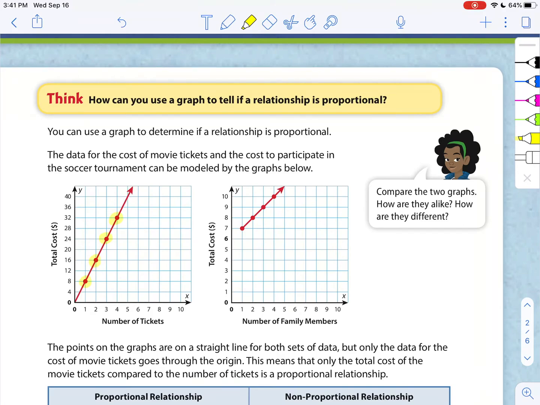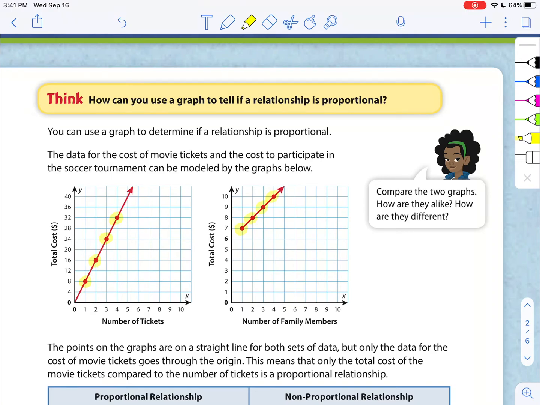In the second graph, you can see the total cost compared to the number of family members. So that second table we looked at on the previous page, 1 family member was $7, so the point (1, 7). 2 family members was $8, so the point (2, 8). 3 family members was $9, the point (3, 9). And 4 family members was $10, the point (4, 10).